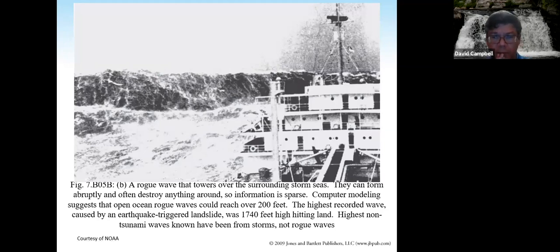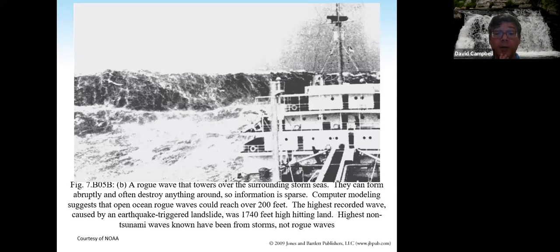Turns out this is quite challenging to model mathematically, but there are potential interactions between waves. As a wave gets big, it has potential to interact with more other waves, and there are multiple things that go on to lead to these extra big waves. Obviously, if it's too big and too sudden, it may just destroy things, and we don't have great information. Computer modeling suggests that a rogue wave out in the open ocean could reach 200 feet or more in height.